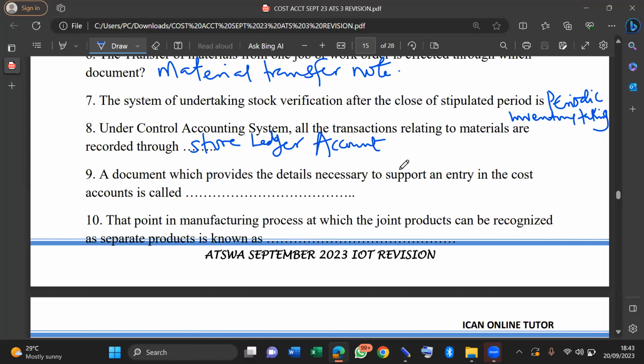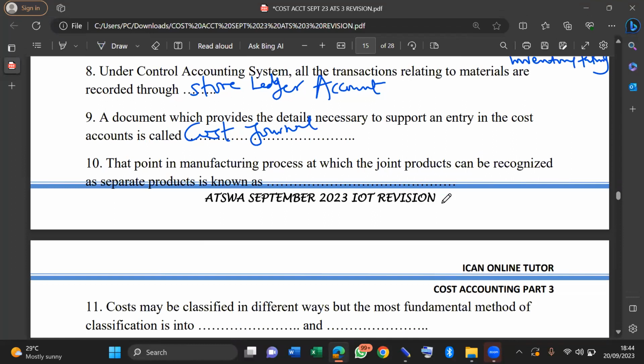A document that provides the details necessary to support entry in the cost account is called what? Cost journal. Cost journal is correct. You can also call it costing journal. You can call it cost voucher. If you like, you can call it cost adjustment. It's correct.